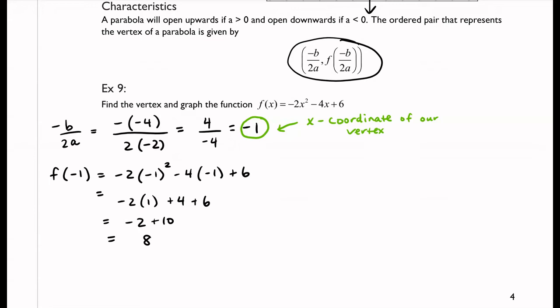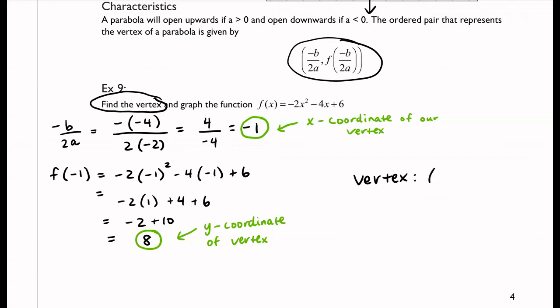So then this value here is the y-coordinate of our vertex. The first part of the problem asks us to find the vertex, so we want to explicitly state that out. So our vertex is the ordered pair negative 1, 8. And then the second part of the question asks us to graph it.